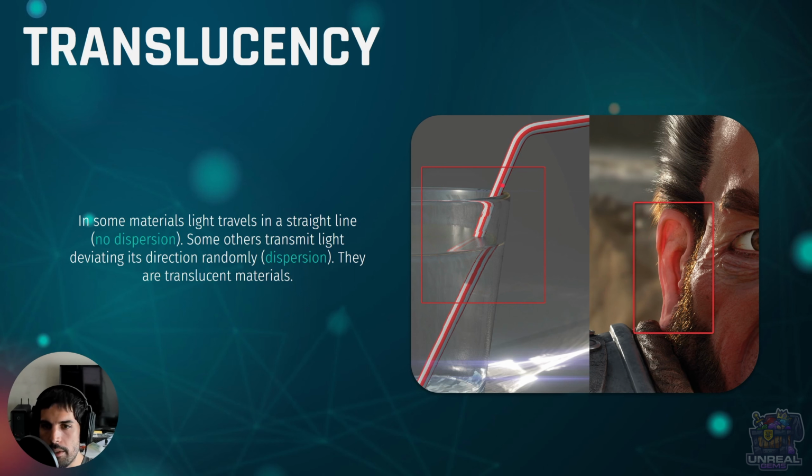So here light is deviated, but it is not dispersed, but here it is dispersed randomly. That's why we cannot see behind the object. So these two types of materials are called translucent materials.